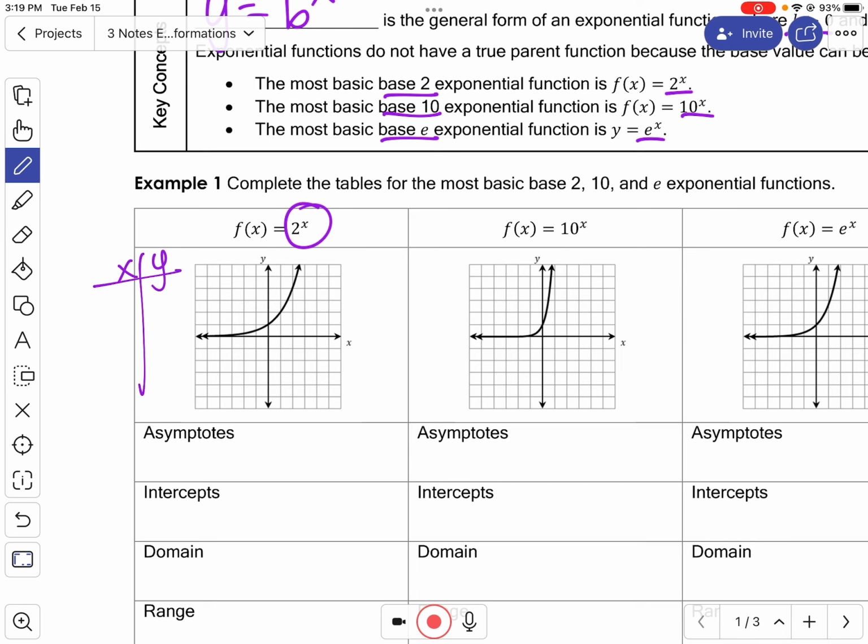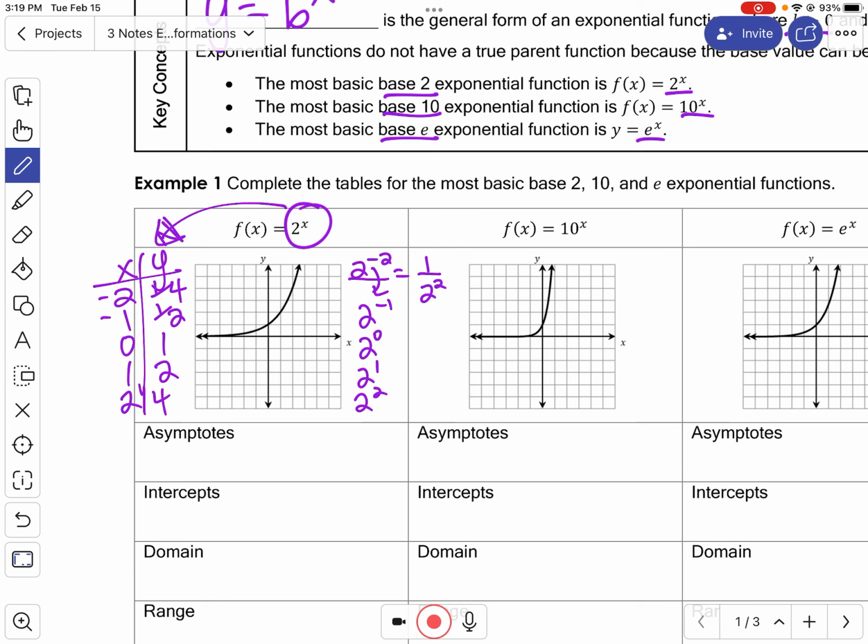So if I were to plug in a -2 here, I would have 2 to the -2 power, which, remember, we move, and we would get 1 over 2 squared. So that would be 1/4. If I plug in a -1, that would give me a 1/2. If I plug in a 0, remember any number raised to the 0 is always 1. So 2 to the 0, 10 to the 0, e to the 0, they all equal 1. And then if I plug in a 1, 2 to the first power is just 2. And then 2 squared is 4. So notice those points are plotted on the graph. I just wanted to refresh our memory on what our parent function table looks like.